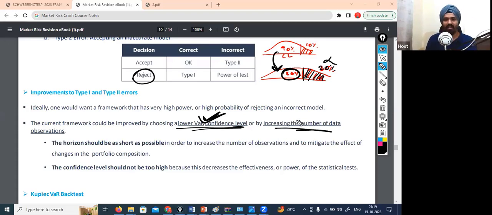Or by increasing the number of data observations. When you have a large sample of observations, obviously you'll have more data, and that's going to be beneficial for you to identify, to backtest, and rectify any errors. So that's one thing.